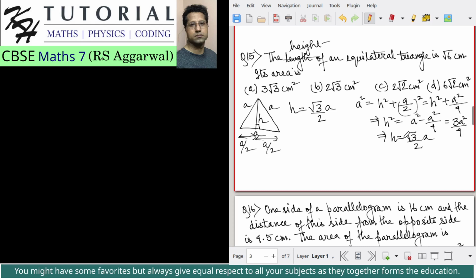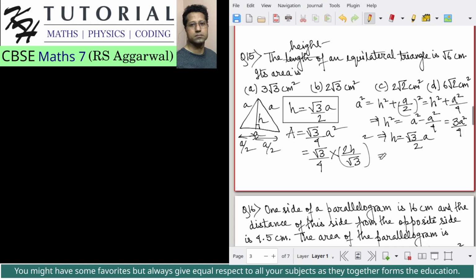Okay, now what is area? Area we know is square root of 3 divided by 4 a square. And what is a? From this equation, h is equal to root 3 by 2 a. We can say that the area will be square root of 3 divided by 4 multiplied by what is a? A will be 2h by square root of 3 and square.